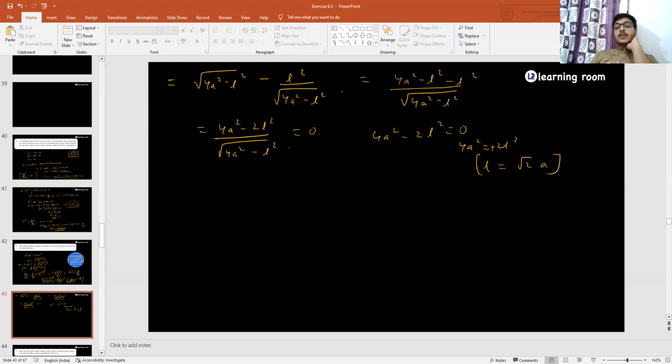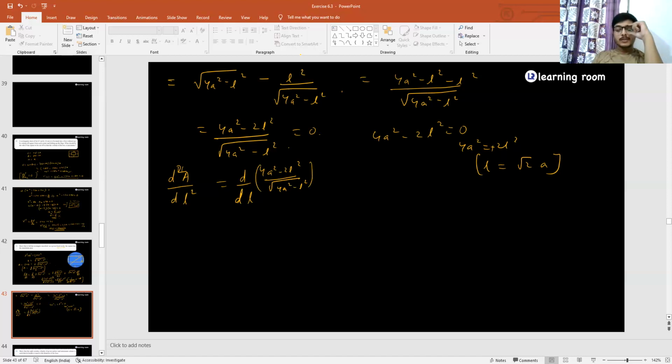To check whether this is maxima or minima, we need to differentiate it again. I need the double differentiation, d2A by dl square. So I'll have to differentiate this again: d by dl of (4a square minus 2l square) upon root under 4a square minus l square. So now this becomes u by v.